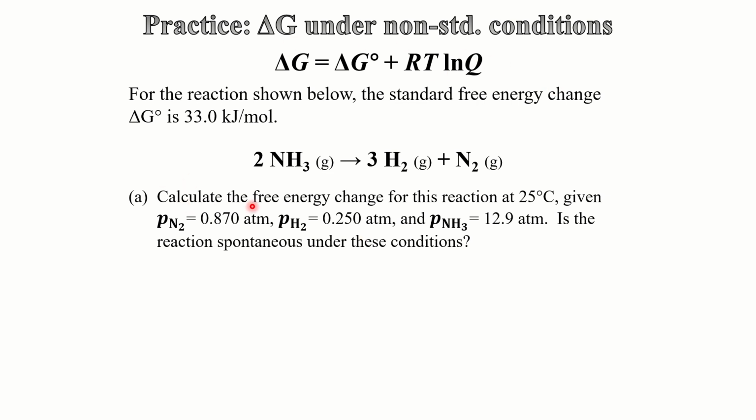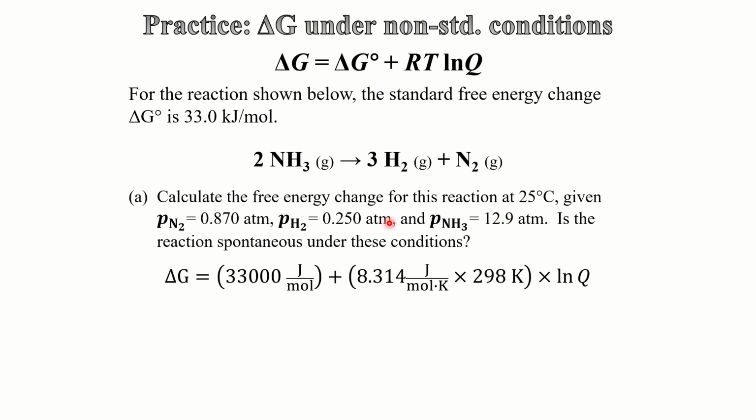Note that it says calculate the free energy change for this reaction. So it's asking you to solve for delta G. You are given delta G naught. R is a constant. You are given the temperature, and then you are given what you need to solve for Q. So we can use this equation. Delta G equals delta G naught, which is 33.0 kilojoules per mole, or 33,000 joules per mole, plus R, 8.314, times the temperature, 298 Kelvin, times ln Q.